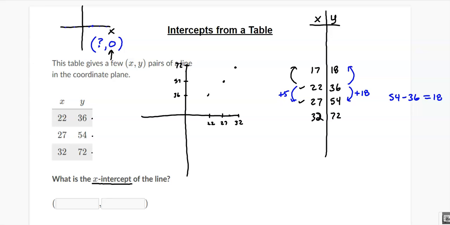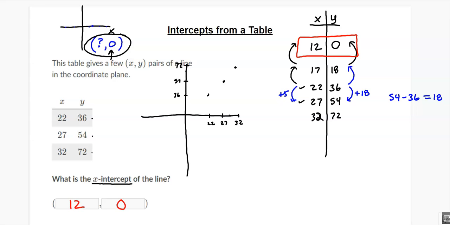And remember what I'm looking for. I'm looking for my x-intercept, which is when y equals 0. Well, I think that's going to happen in one more jump. If I go 18 more in this direction, I get that y equals 0, which means I'm going to go one more jump in this direction, and these jumps are worth 5, which is going to put me at 12. So I think I've locked it in. The x-intercept here is going to be 12, 0.